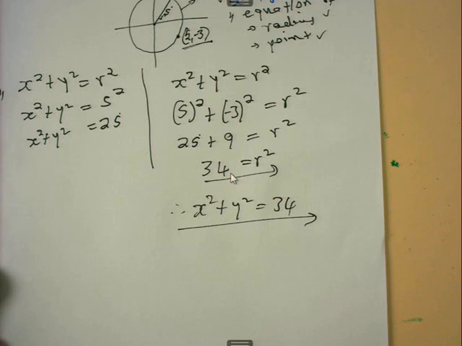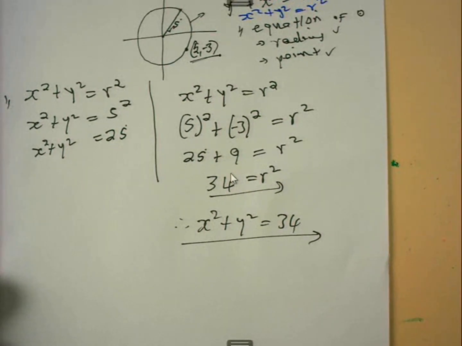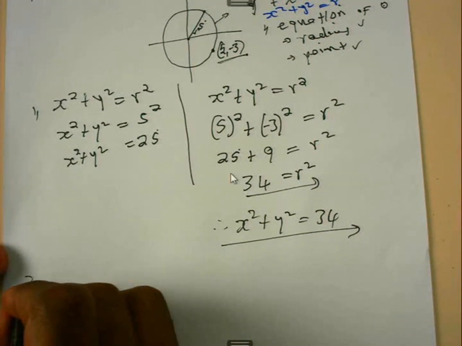In this type of question, the only thing that you must have is r. If you have r, then it will be easier for you to have the equation of the circle. Good. This one is the first one, a circle centered at the origin.